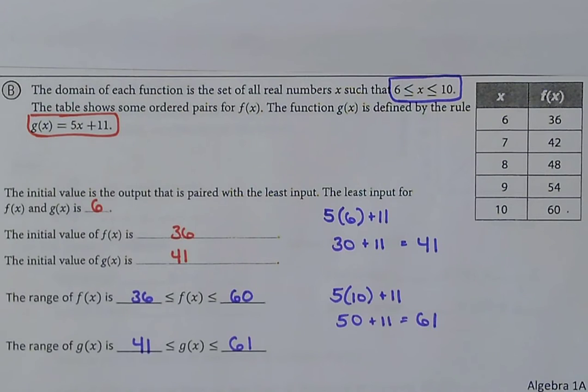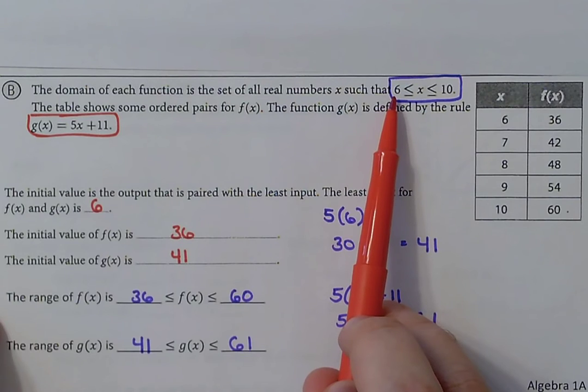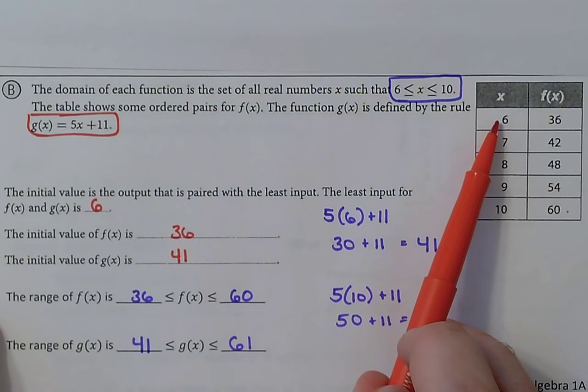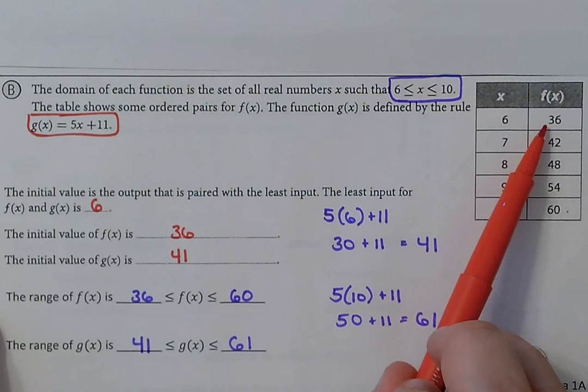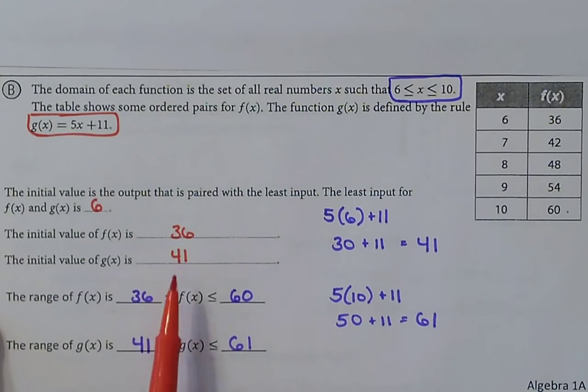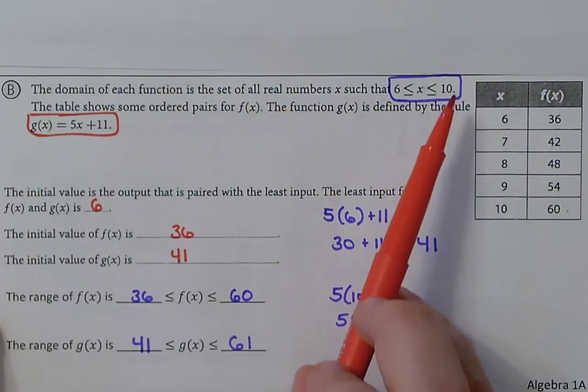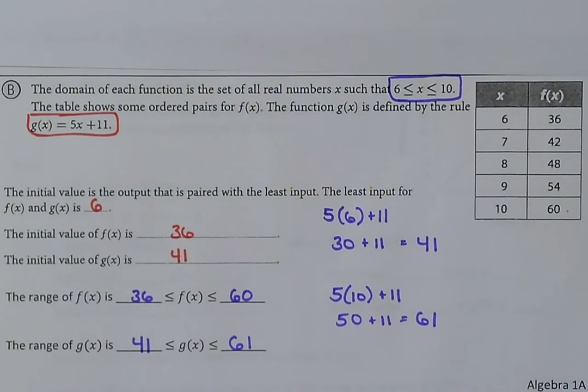Again, just to summarize, when you are asked to find the initial value, you're going to look at the least input, which is going to be given based off this domain. So from my inequality of my domain, my smallest number is 6. So to figure out my initial value off the table, when x equals 6, f of x equals 36. Based off the equation, you plug 6 in, and you get your number. Range for the table, smallest and largest numbers. Range for the equation, you're going to take the smallest number 6 and plug it in, take the largest number 10 and plug it in.